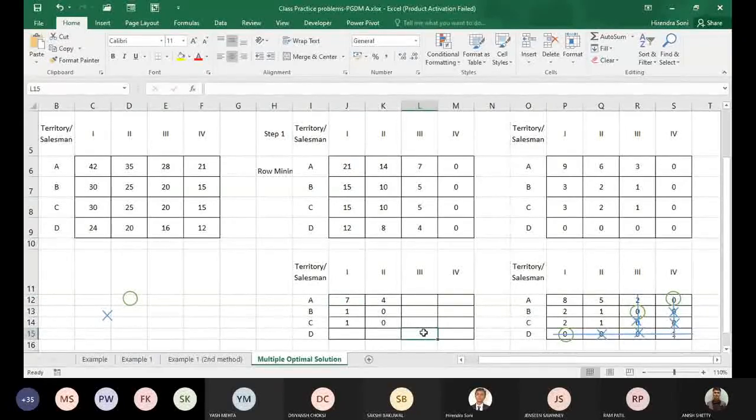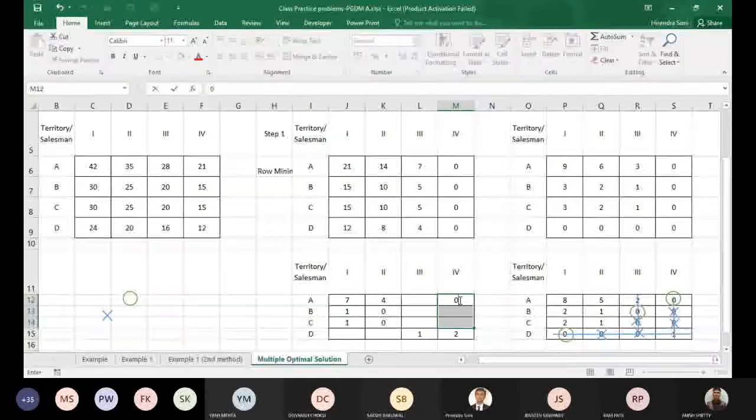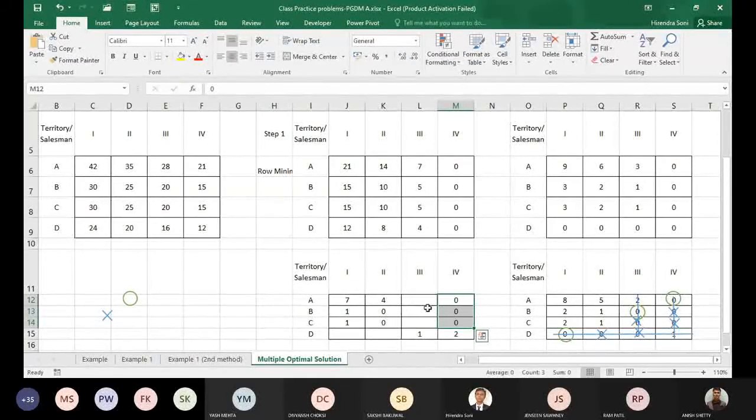So this is one point of intersection. 0 plus 1 will be 1. At this juncture, 1 plus 1 would be 2. What about the others? They will remain as they are. So here it is. How did we get theta? Theta is basically selected based on the uncovered cells. The least value of the uncovered cells will be called theta.